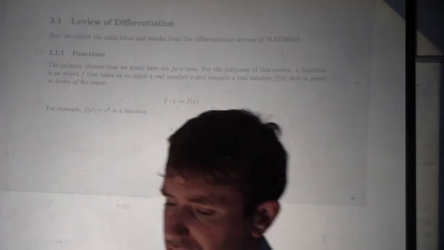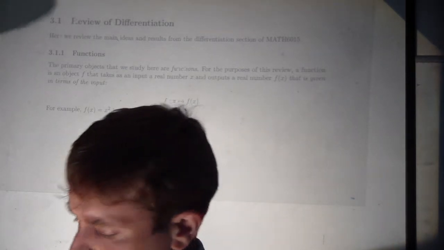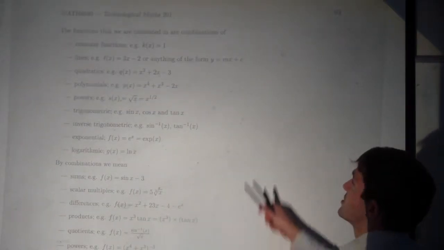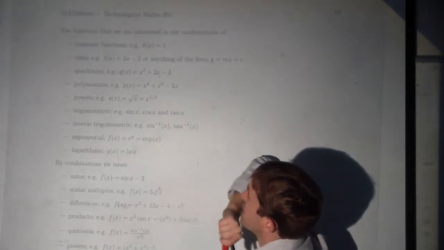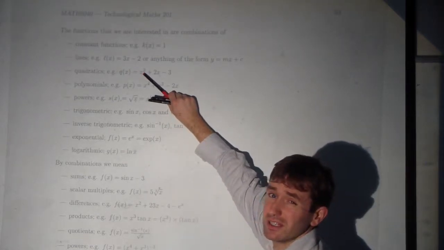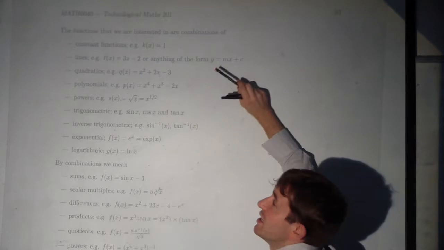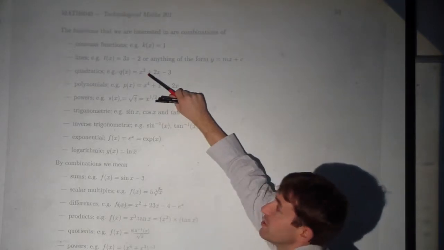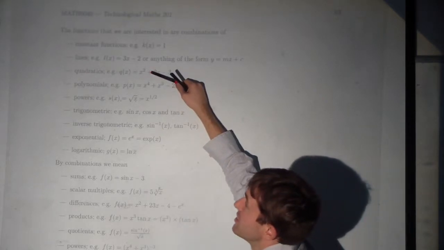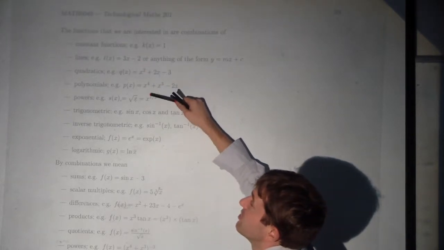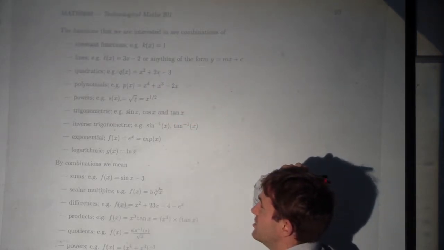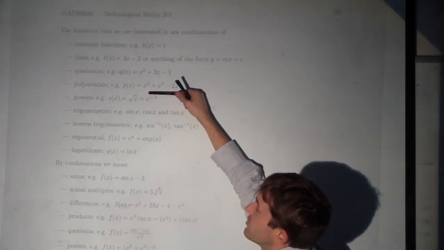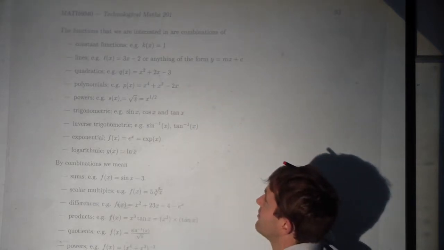Now, you were interested in all kinds of combinations of such functions. Now, we'll give you the basic kind of building blocks of these functions. You have constant functions, lines, multiple of x plus a constant, quadratics, anything with an x squared and perhaps an x and or a constant. Polynomials. Now, polynomials is just where you've got any power of x. So actually, lines and quadratics are polynomials, but in general, higher powers of x are also polynomials. Powers on their own, for example, root x, which is x to the half.